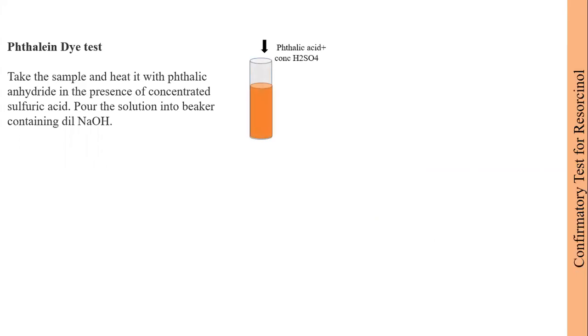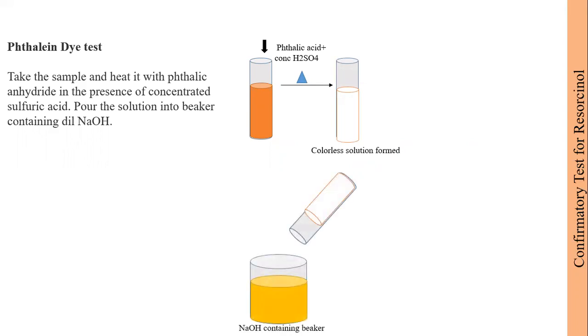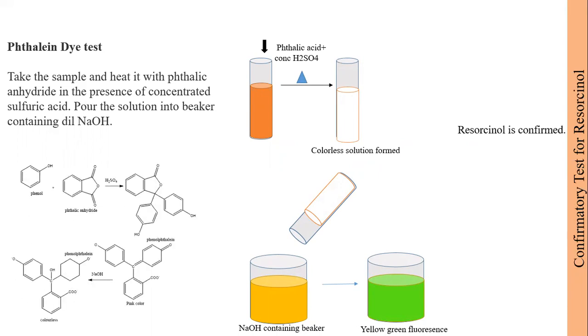Now we have to do the confirmatory test. Mostly in the lab, we give the students resorcinol as the phenol group determination. For resorcinol, we have the phthalein dye test, in which we take the resorcinol, add phthalic acid and concentrated sulfuric acid, and heat it. After the solution becomes colorless, we pour it into the beaker that contains NaOH. After that, it forms a yellow-green fluorescence that confirms the presence of resorcinol. Here I have, for your reference, added the reaction also.